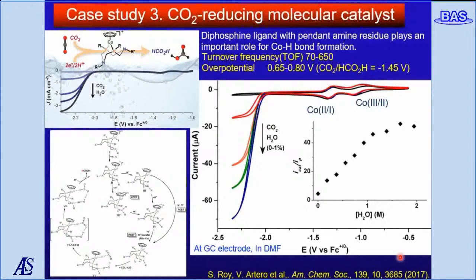two successive cobalt 3-2 and cobalt 2-1 reduction waves at around -1 and -1.3 volt. When CO2 was added into this solution, an additional catalytic wave appeared at -2.2 volt, which increased with increasing added water amount. By analyzing these catalytic waves, a turnover frequency of 70 to 600 was obtained.